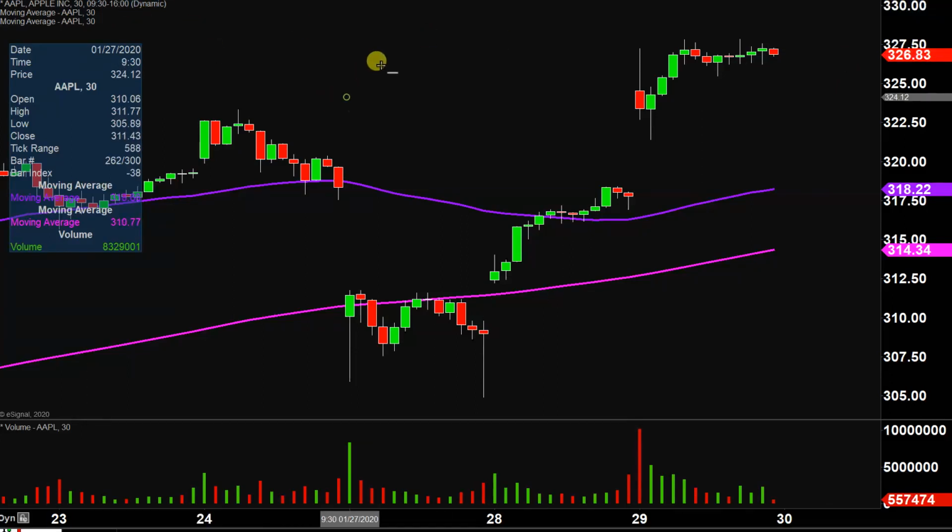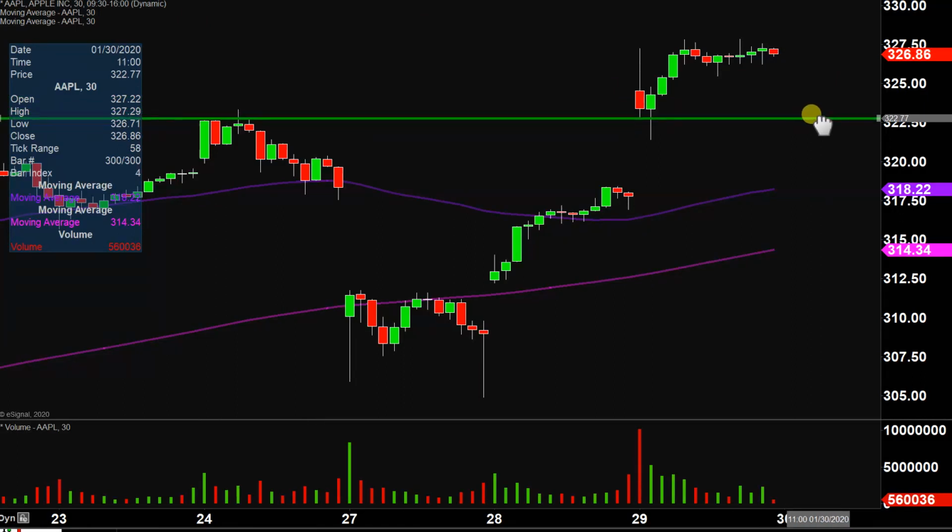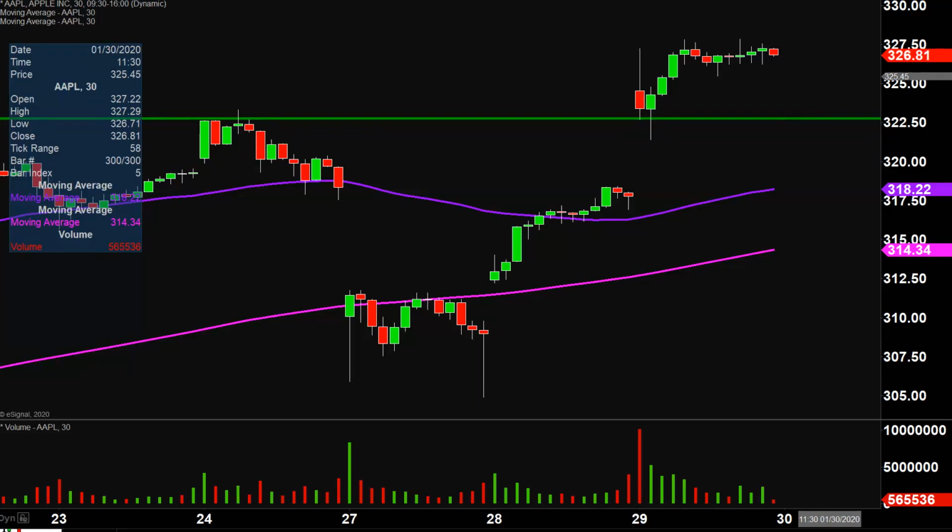As far as levels of support going forward, the level that really stands out to me, and what I'm going to continue to keep an eye on, is right down there at the 322.50 mark. This was a former area of resistance, and that's just basic technical analysis. When levels of resistance are broken and closed above, you want to see them act as support, and that's exactly what happened there. So keep an eye on 322 from a support standpoint.